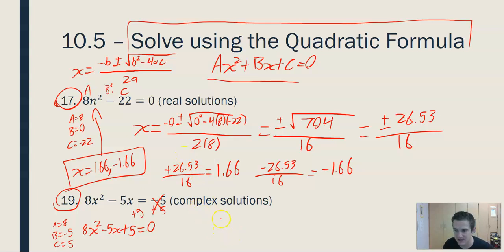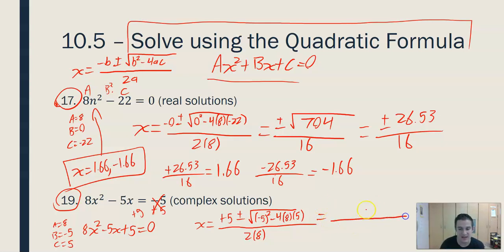My zeros is another term for that. So I have x equals negative b, so negative of negative 5, which I'm just going to write here as a positive 5, because negative of a negative 5 is a positive 5, plus or minus the square root of b squared, so negative 5 squared, minus 4 times a times c, or times 8 times 5, divided by 2 times a, or 2 times 8. Okay, let me simplify a bunch of this down so it's not so hideous. I have 5 plus or minus.